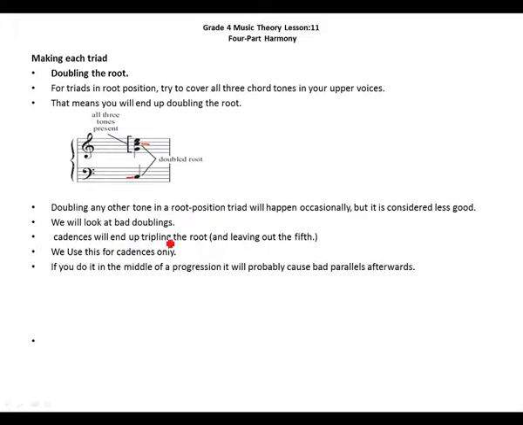Cadences will end up tripling the root and leaving out the fifth. We use this for cadences only. If you do it in the middle of a progression, it will probably cause bad parallels afterwards. So we need to avoid that.